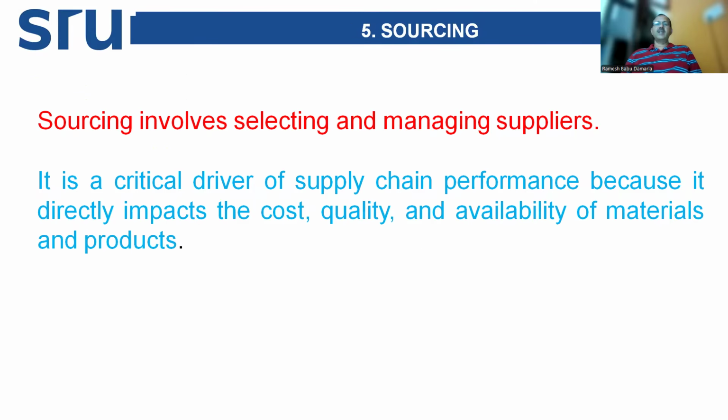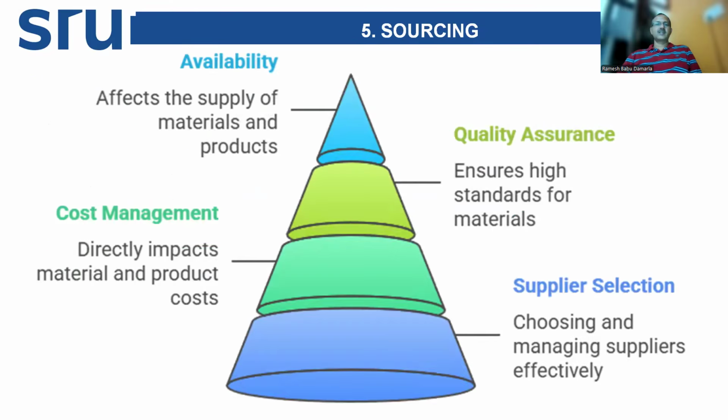Now, the fifth driver is sourcing. Sourcing involves selecting and managing suppliers, different kinds of suppliers. It is a critical driver of supply chain performance because it directly impacts the cost, quality, and availability of materials and products.